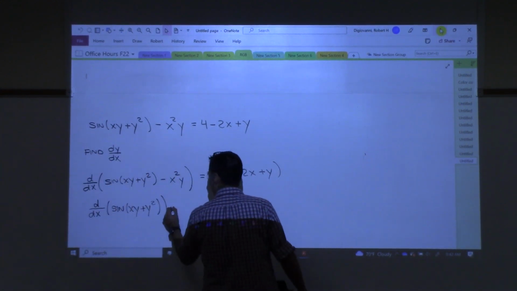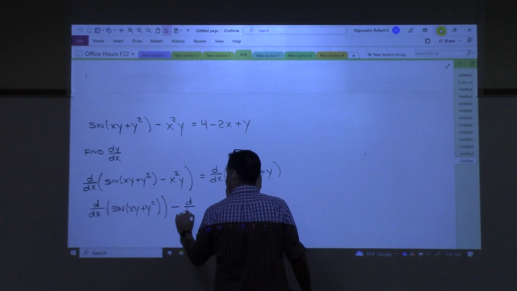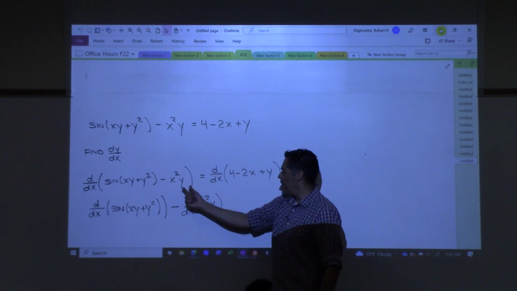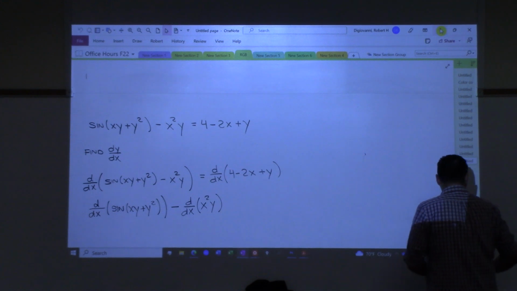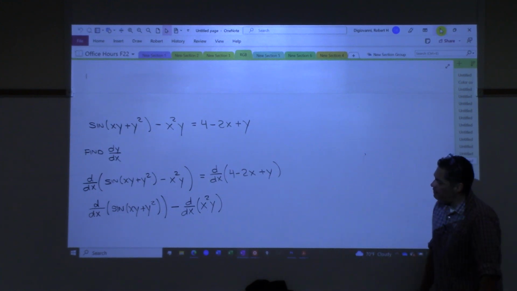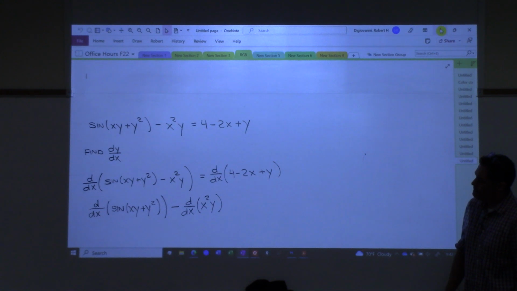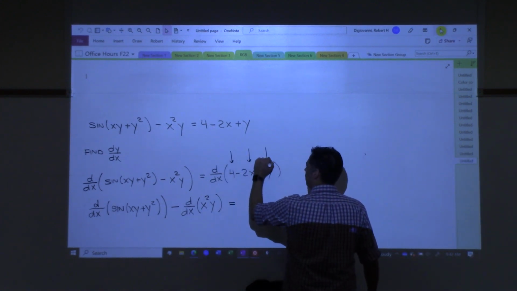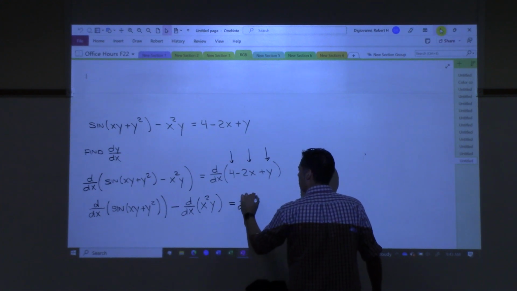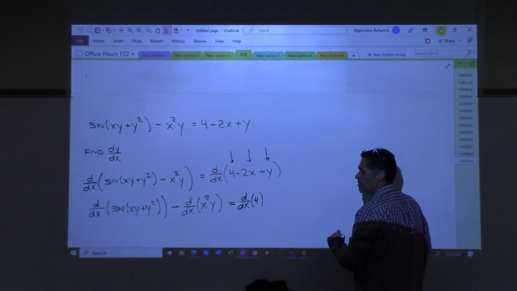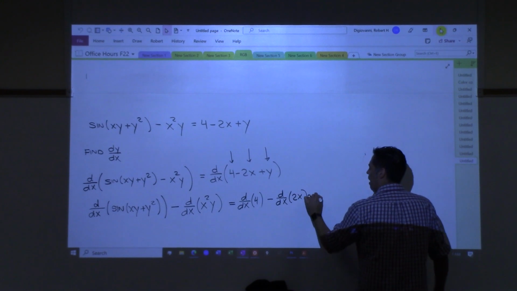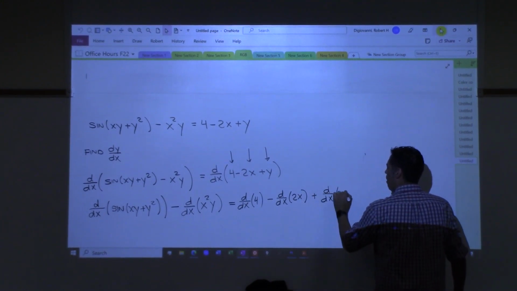So after I do that, I'm going to subtract from that the derivative with respect to x of this product, x times y, right? That's a product. So I'm going to put those together, and I'm going to take a derivative. Am I done on the left side? Do I have everything accounted for there? Yes? So equals. And now I had three things over here. I need to take the derivative of each one. So the derivative with respect to x of 4, I already know that's going to be 0 because it's a constant, minus the derivative with respect to x of 2x, and then plus the derivative with respect to x of y.